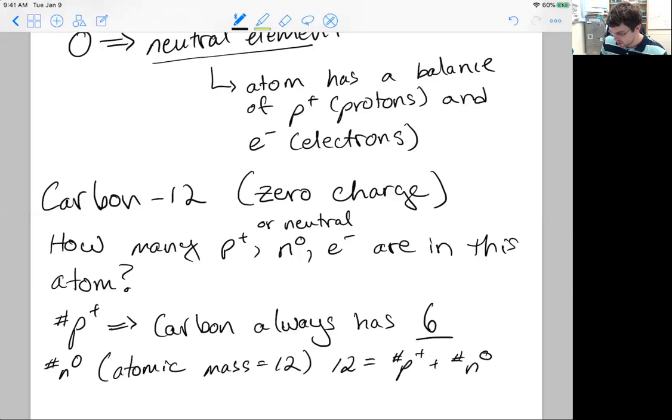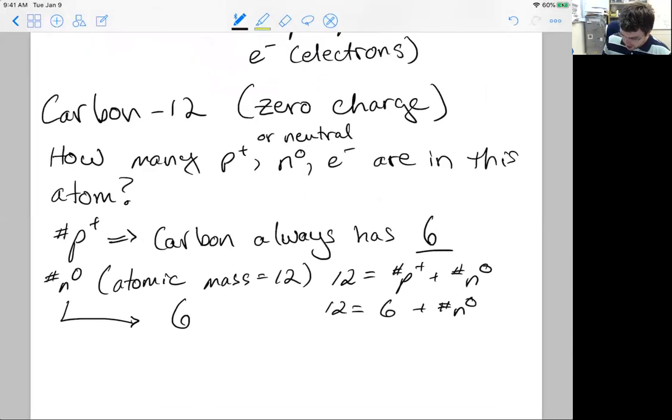So 12 is equal to the number of protons plus the number of neutrons, and if 12 then is equal to 6 plus the number of neutrons, when we substitute in the number of protons that we solved in the first part, then the number of neutrons must equal 6, right? Because 12 minus 6 is 6. Okay, so the number of neutrons is 6. The number of protons is 6. But how about the number of electrons?